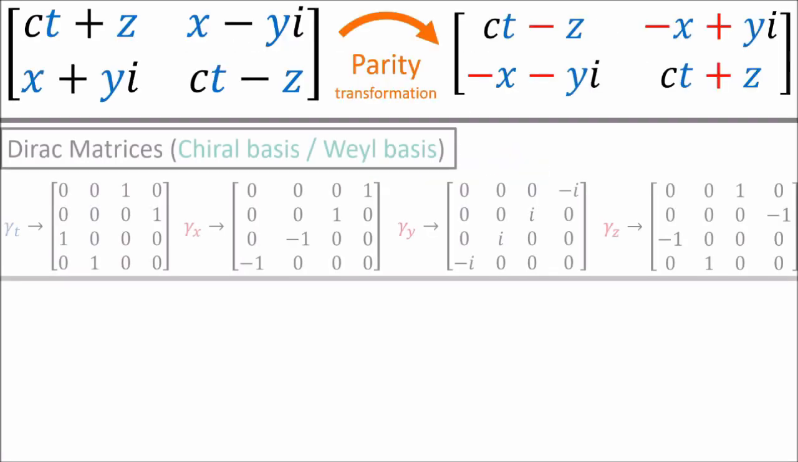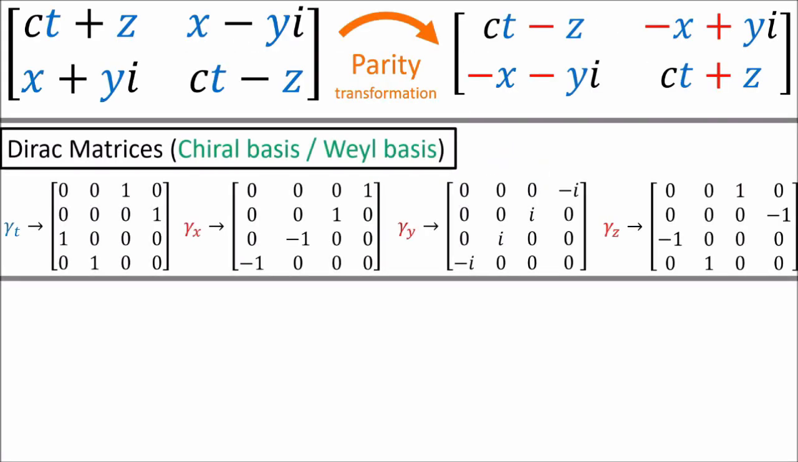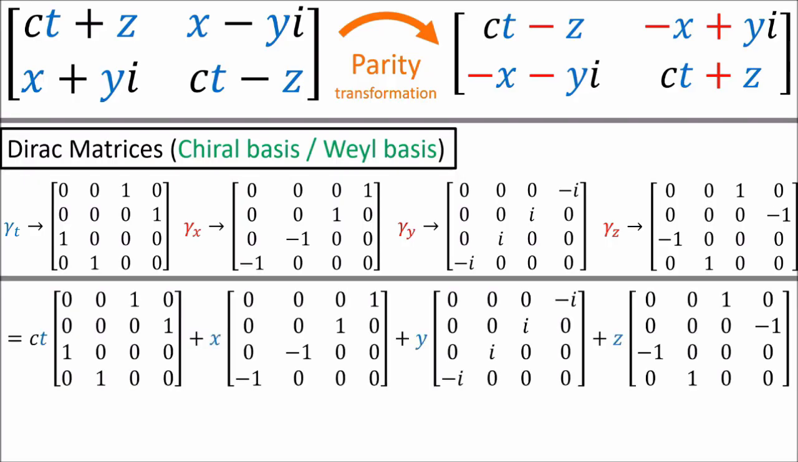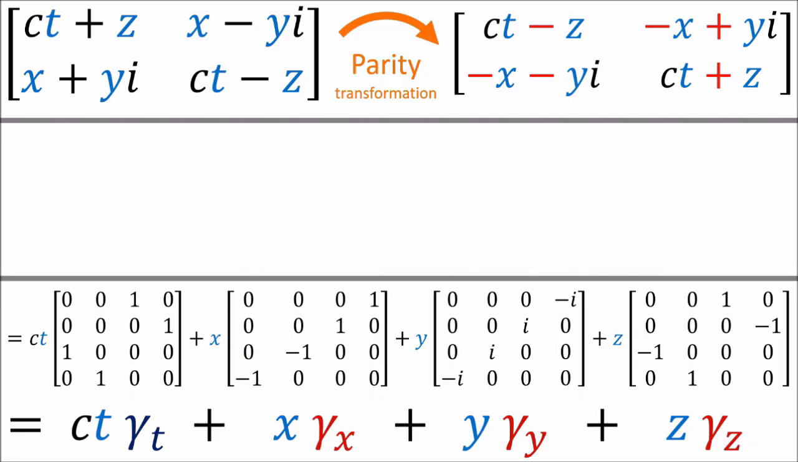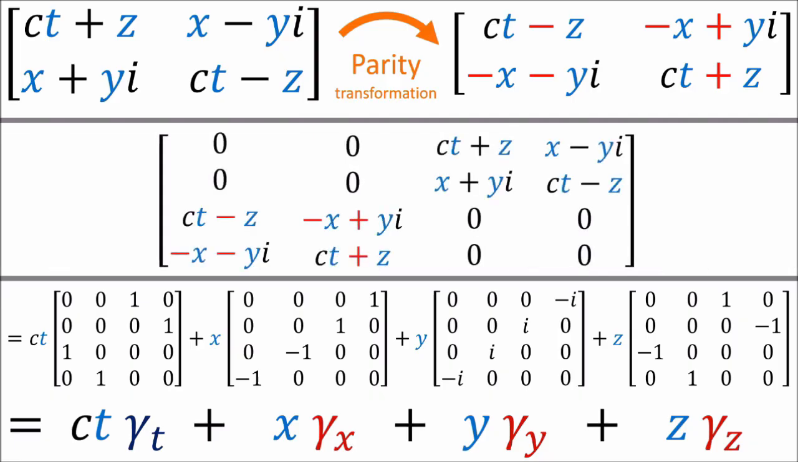Now let's get back to the gamma matrices. The gamma matrices are yet another way to write 4 vectors. We can write a 4-vector using a linear combination of gamma matrices, just like the standard 4-component spacetime vector. The gamma matrices sort of combine the 2x2 matrix representation and the parity transformed 2x2 representation together into 4x4 matrices.